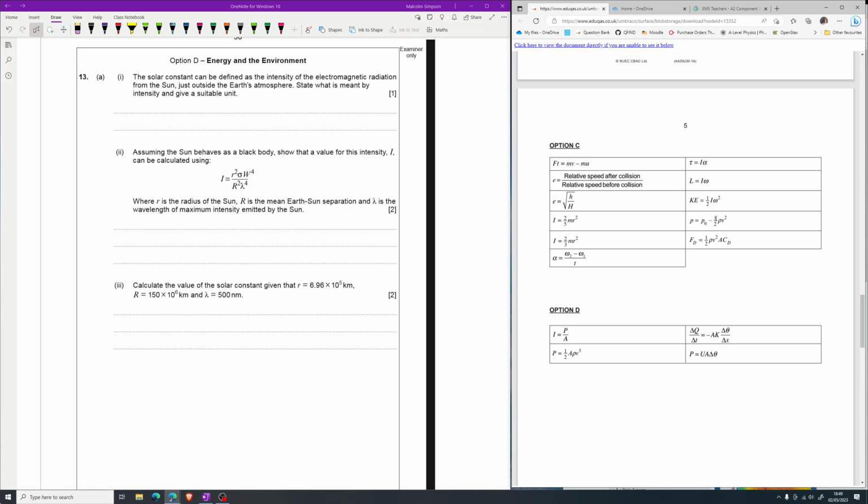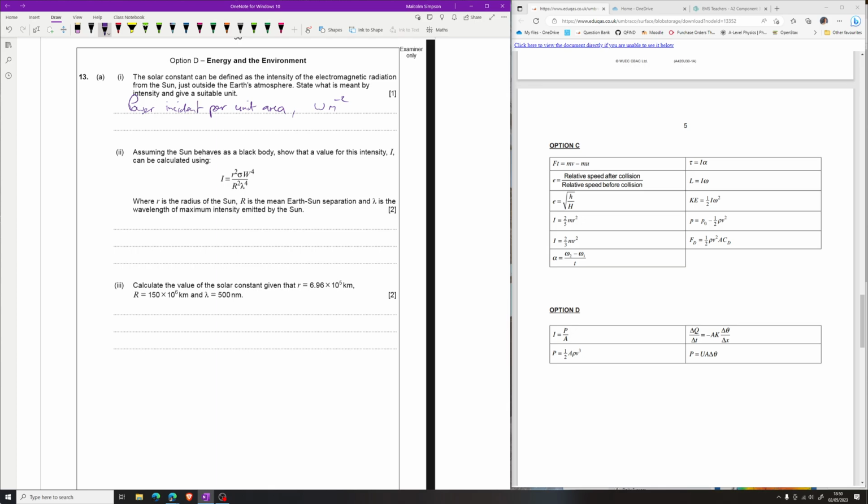So, intensity is the power incident per square meter, or per unit area. And it's in watts per square meter. Yeah, so radiation power incident per unit area. Technically it's perpendicular, but I think that's fine.